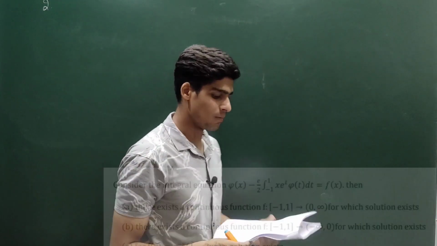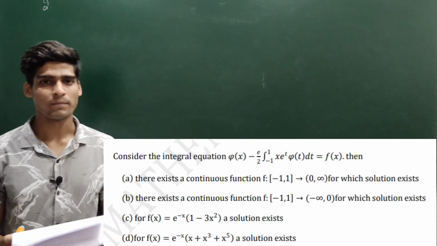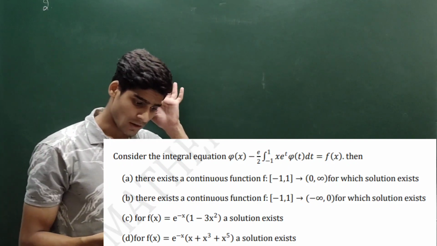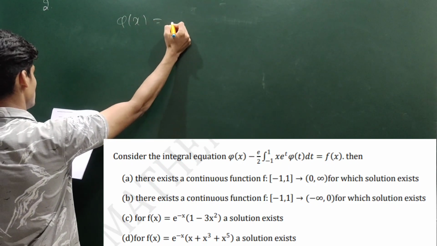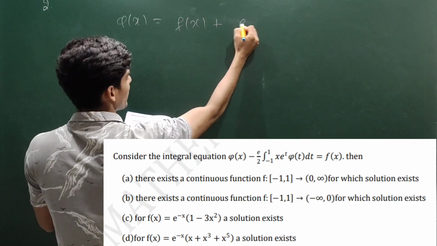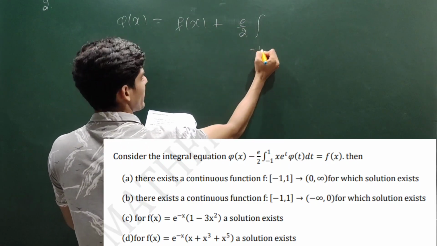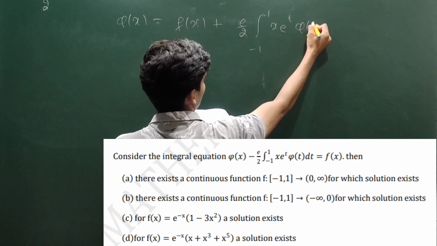Now let us come to problem number 2. This is of 4.75 marks. This problem is again an easy problem but needs some basics. If you have studied Riemann theory, then the problem will be easy. Consider the integral equation: phi of x is f(x) plus (e by 2) integral from minus 1 to 1 of x e power t phi(t) dt.